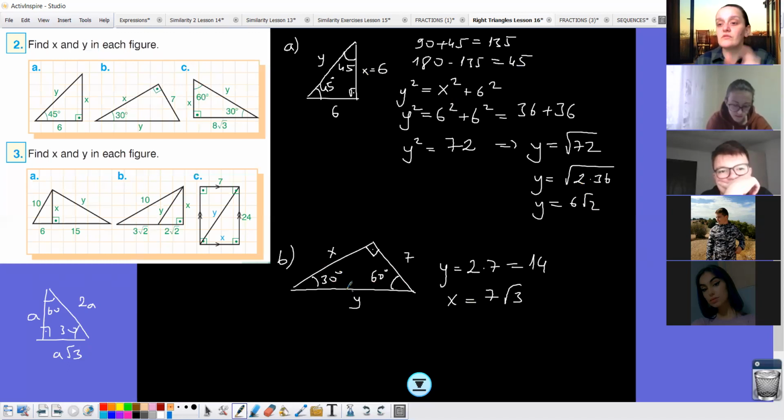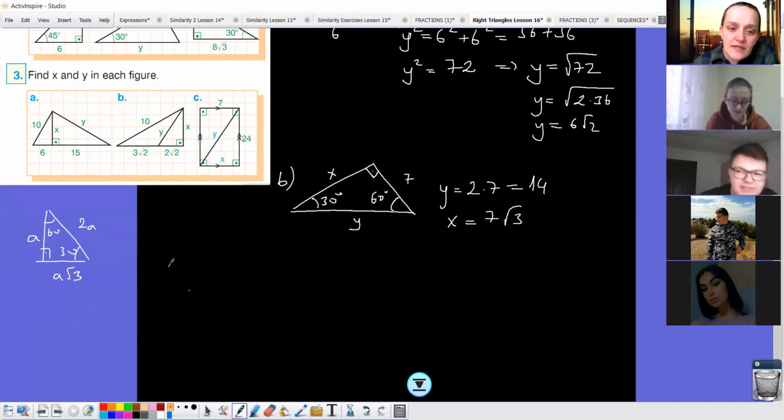But if it is not understandable, you can use the Pythagorean theorem. But again, you need to remember some of the properties, because if you don't remember that y is 2 times 7, you cannot use the Pythagorean theorem because two sides are unknown. Did you understand now? Yes. So teacher, only if it's 30 and 60 degrees? Yes, this only works with 30 and 60. Okay.